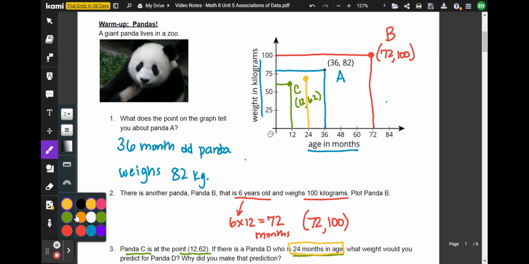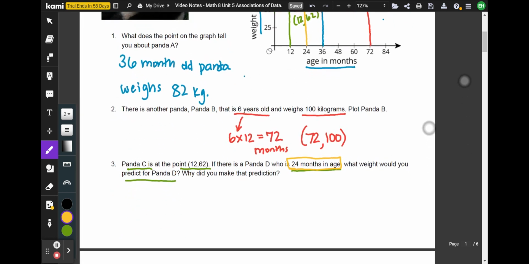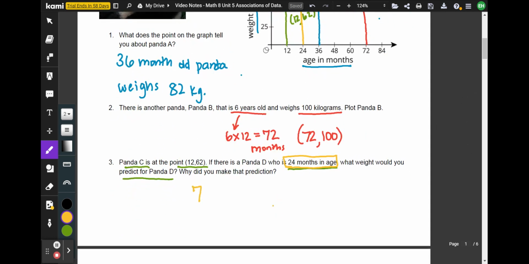So we're going to make that prediction line. It's almost like we were to draw a line through here. So this prediction point right here can be where D is located. So that looks like probably about 70 kilograms. So our prediction would be about 70 kilograms. And we could say on the graph.